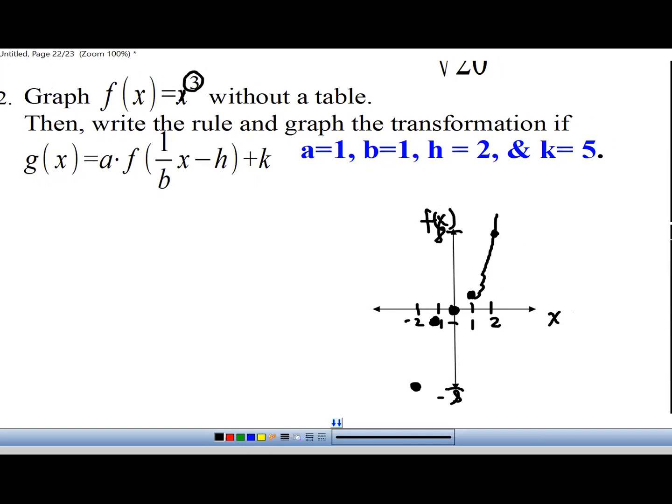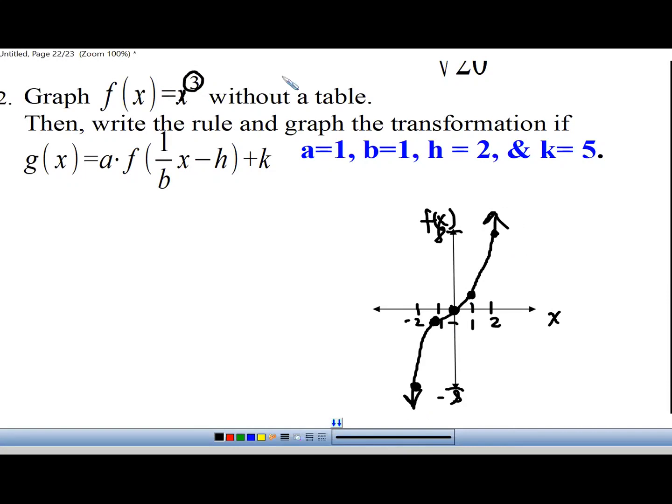Oh, hold on. It looked kind of funky. Where's the trash can? Where are you, trash can? Oh, just place it there. Okay. So my cubic function is right there. Okay, there it is. All right.